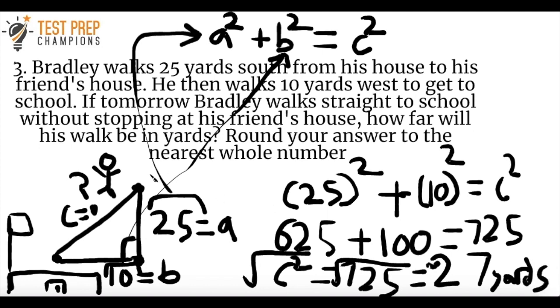So if he goes, remember his first route, if he starts at his house, it goes 25 yards south, then 10 yards west. His first route was about 35 yards, right? But if instead of doing that, he just walks straight from his house down to the school, and that's 27 yards. Does that make sense? Yes, that sounds about what we would expect. So the answer here is 27 yards.